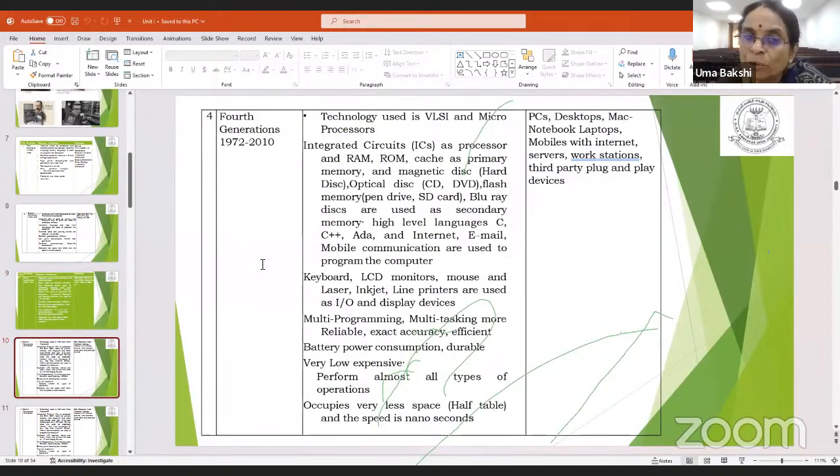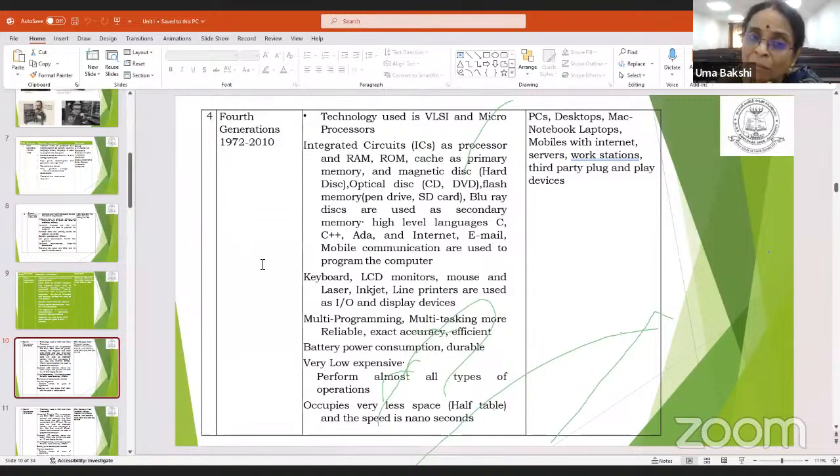Then we have fourth generation computers. It has integrated circuits. Now, all our integrated circuits are like capacitors and all. In the fourth generation computers, from 1972 to 2010, these computers had integrated circuits, and the processors and RAM were the primary, but along with that we had the hard disk. There is a small hard disk that will be there, which means more storage memory. You have the external hard disk, CDs, DVDs, flash memory, floppy disks, then pen drives. All those things started coming in later on from 1972 to 2010.